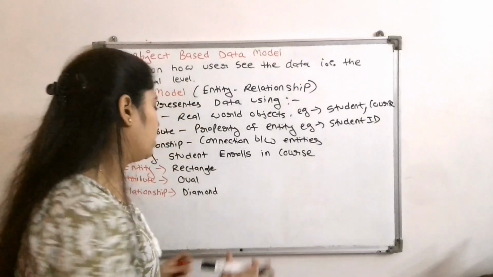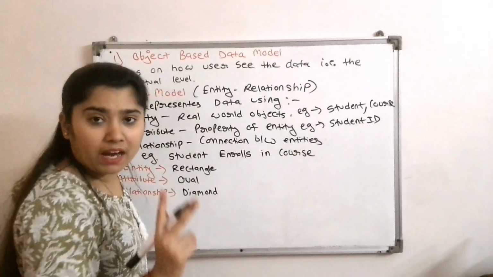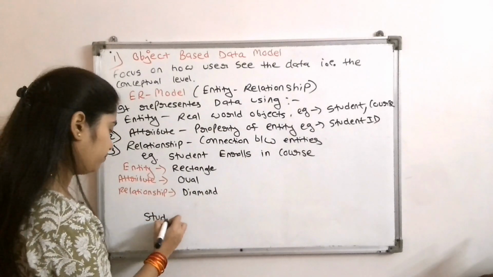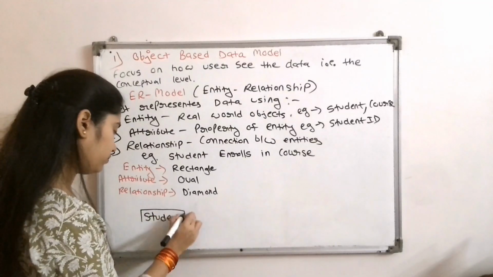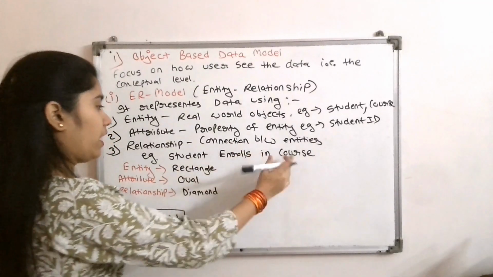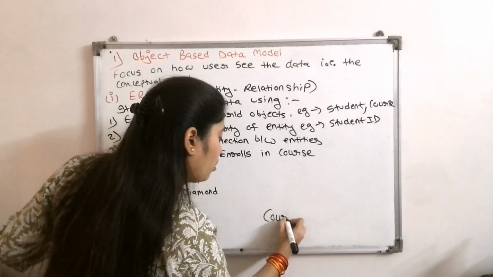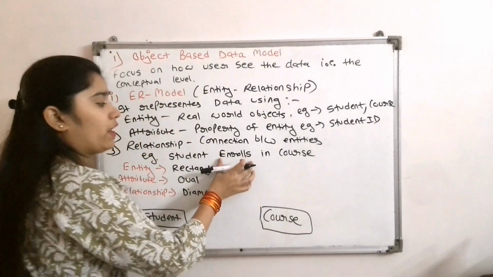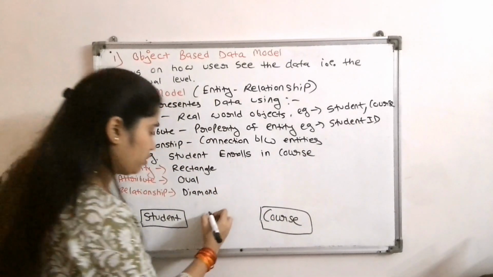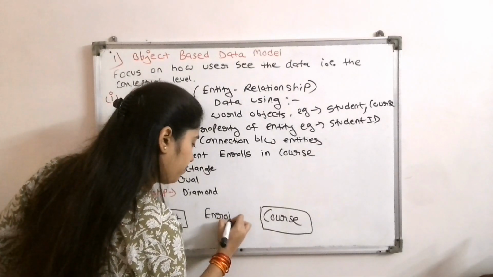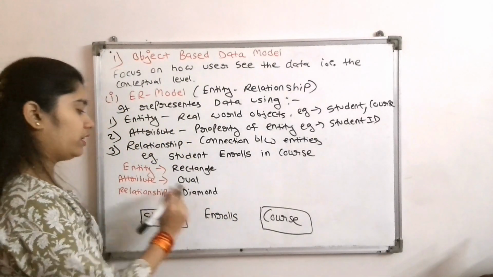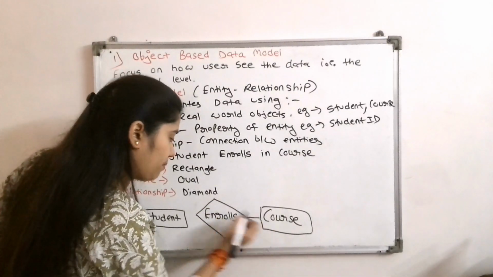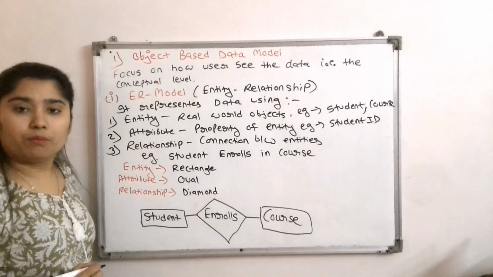So here we have taken student enrolls in course. Let's make the ER diagram of this. So student and course are the entities, so we will denote them with the rectangle. So here it is the student, and here we will take a course. Then we will take a diamond shape and join both.